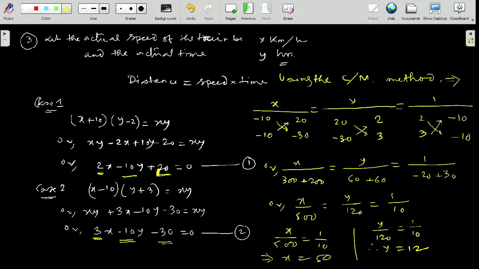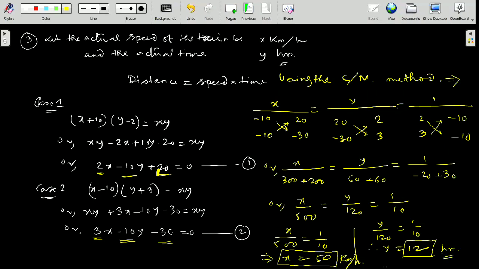What is x? x is the actual speed of the train. So actual speed of the train is 50 km per hour. And what is y? y is the actual time taken by the train, y hours. So y is equal to 12. So 12 hours is taken to cover the total distance by the train.